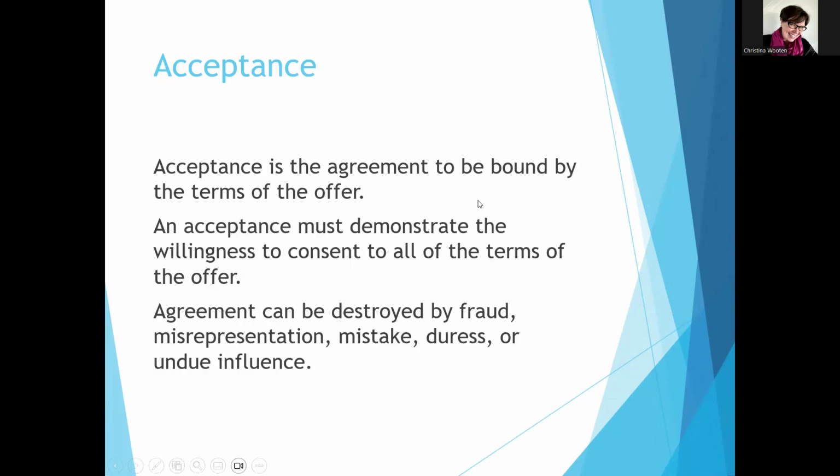So that's the agreement to be bound by the terms of the offer. And terms just means what are the pieces we're agreeing to? Like if I'm going to sell you my car and you're going to give me money, the terms of the offer would be how much money, what is the car, when are we exchanging the money, when do I get the title? Those are all terms of the offer. And acceptance must also demonstrate the willingness to consent to all of the terms of the offer. Agreement can be destroyed by fraud, misrepresentation, mistake, duress, or undue influence.